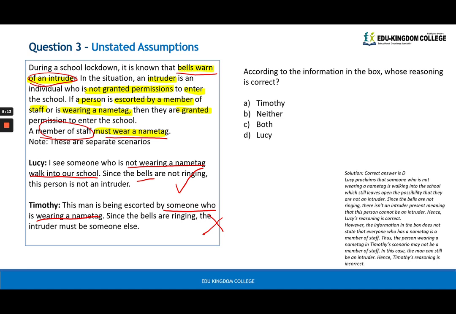We don't. So just because this man is being escorted does not mean that he is not an intruder, because the escort doesn't have the proper conditions that we have highlighted above. So Timothy is incorrect. So whose reasoning is correct? The answer is D, Lucy. For some more detail, you can always refer to this on the side.